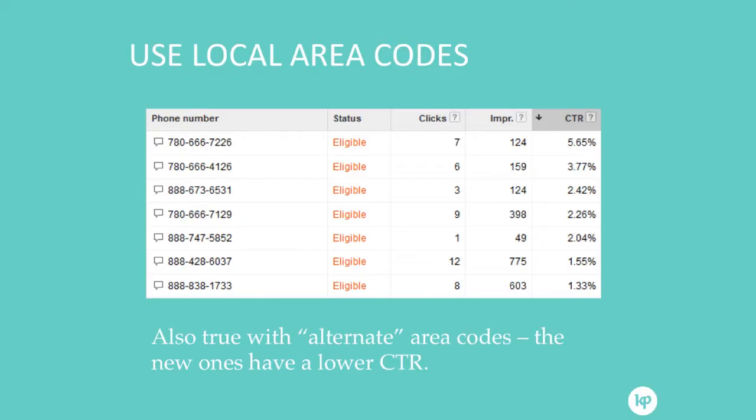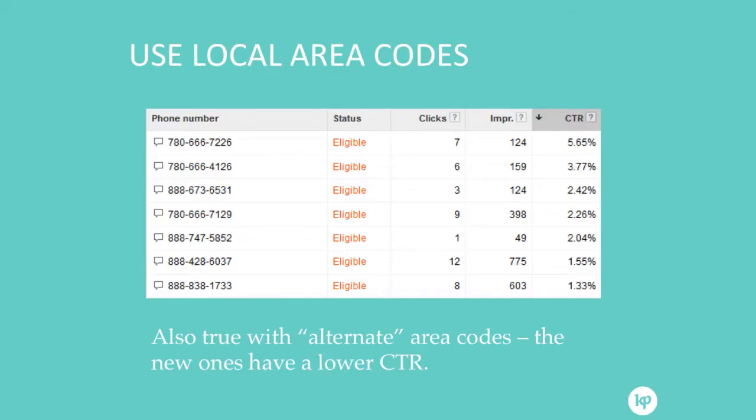And again, we set up this test. Please don't call any of these numbers, we'll get charged for it. We set up a test because we couldn't get enough 780 area code numbers, which is the area code for Edmonton. So we had to resort to using some 888s. And we found, you can see in the chart here, that the 780 numbers have a much higher click-through rate than the 888 numbers. The trust factor just isn't there that it is with a local extension. So if you can get a local area code, do that.